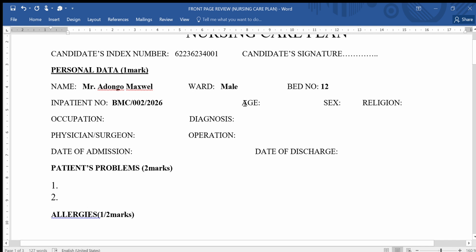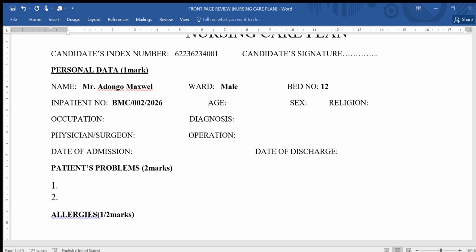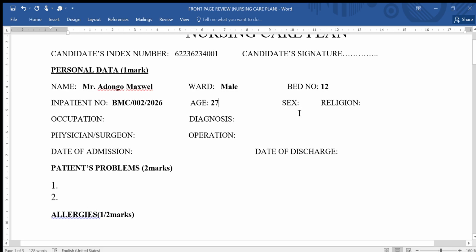Then age. Age here refers to the age of the patient. How old is your patient? You put it there. So how old is Mr. Adongo? Maybe Adongo is 27 years old. So just type here 27. Then sex. By sex, you are referring to whether Mr. Adongo is a male or female. So you type it there. It's a male.